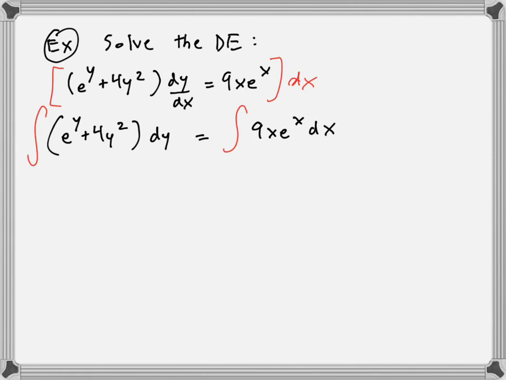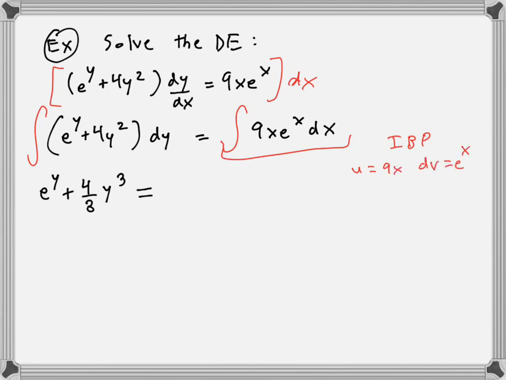Now, integrating the left side is easy. This is just e to the y plus 4/3 y cubed. The other side is a little trickier because we do need to use integration by parts. So let me go ahead and do this work. Integration by parts: our u would be 9x and our dv would be e to the x dx. Differentiate this, we get du is 9 dx. Integrate this, we get v is e to the x.